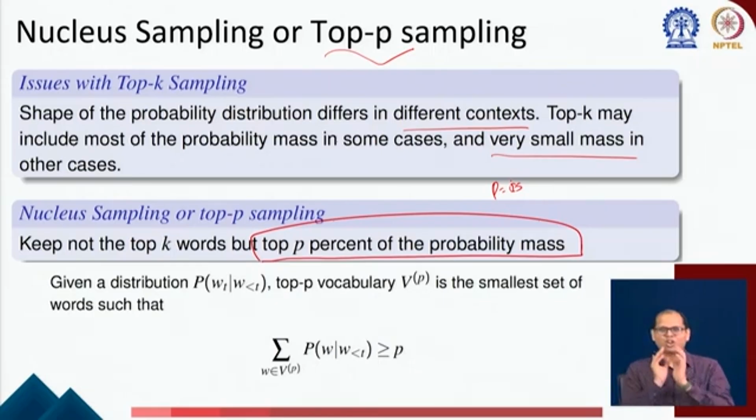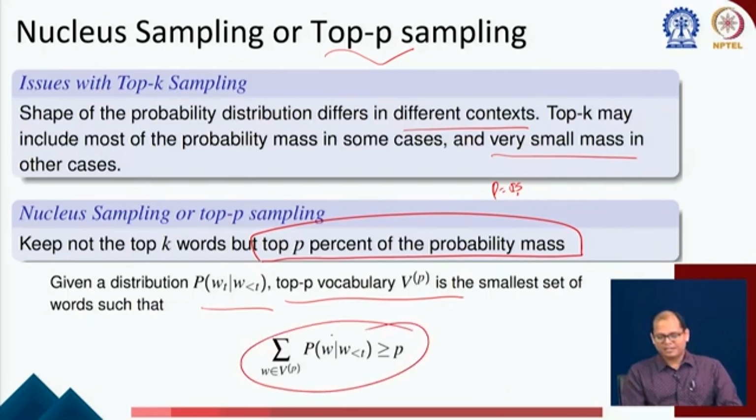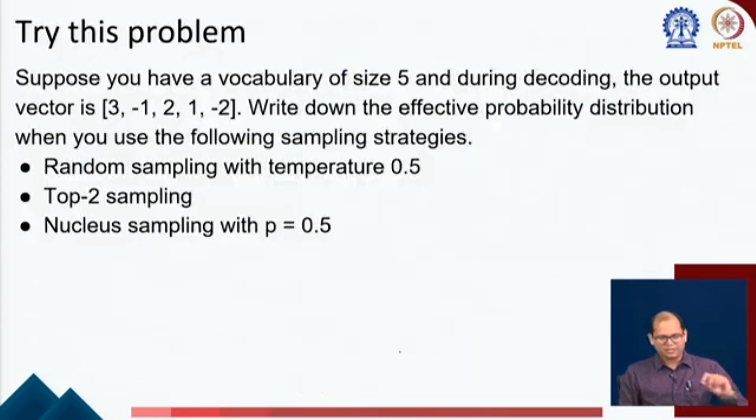So, it is not the top K words, but the top words that make the probability mass P. Given a distribution, the top P vocabulary is the smallest set of words such that the probability for the words in this set adds up to at least P. It is easy: you sort them and keep on taking until you achieve P. Once you are at P or slightly higher than P, you stop. And you can try this problem to get more idea about how this works.